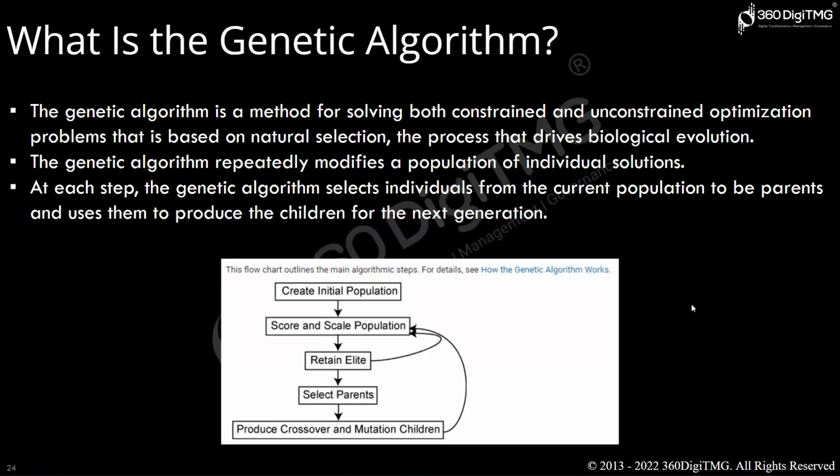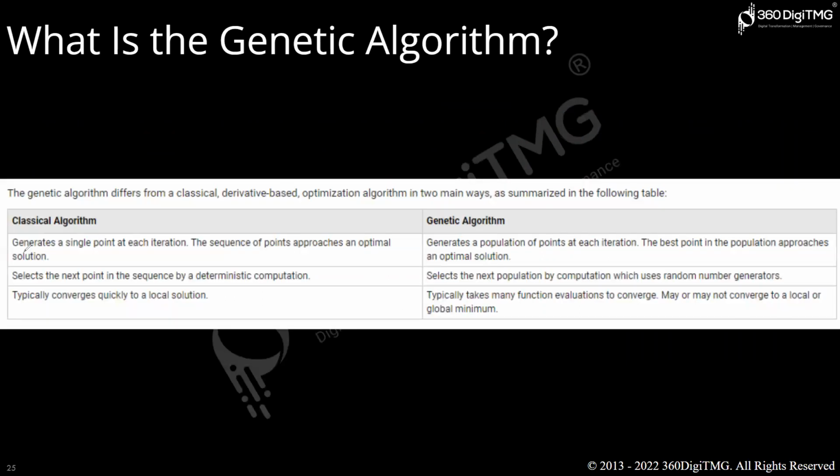You can see what a genetic algorithm is and what a classical algorithm is. The classical algorithm generates a single point at each iteration, while the genetic algorithm generates a population of points at each iteration. We select the next point in the classical algorithm by deterministic computation, and it typically converges quickly to a local solution. In the genetic algorithm, we typically take many function evaluations to converge, and it may or may not converge at a local or global minimum. So we are going to use the classical and genetic algorithms for these purposes.